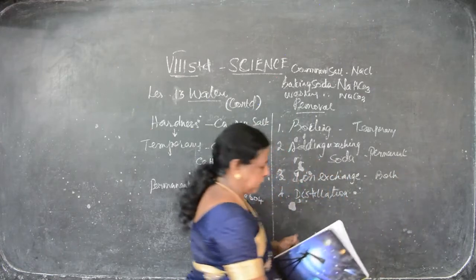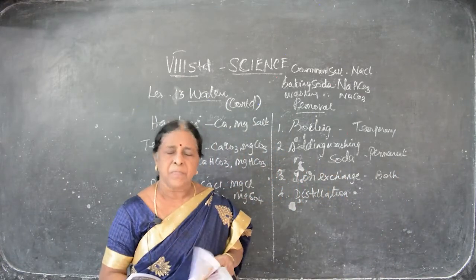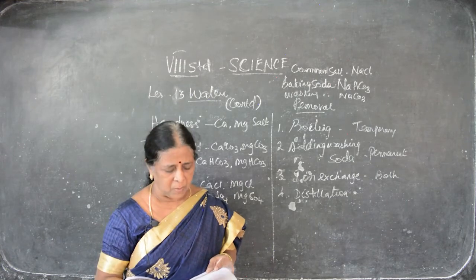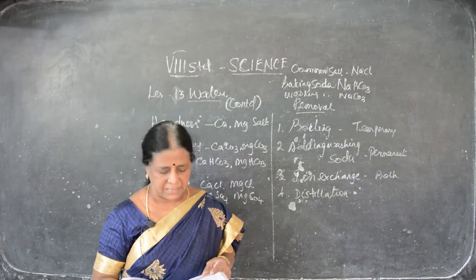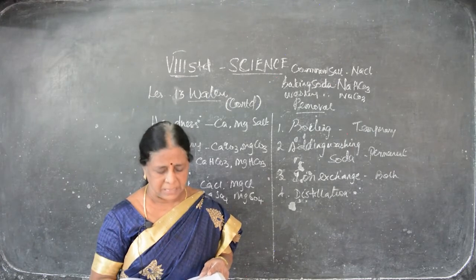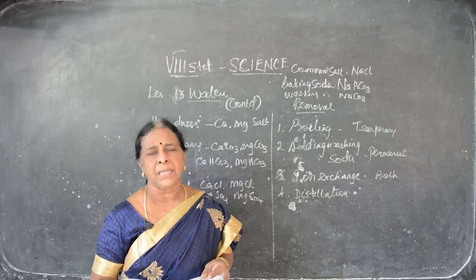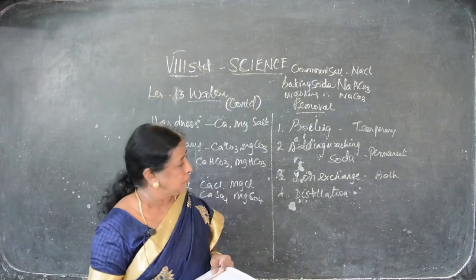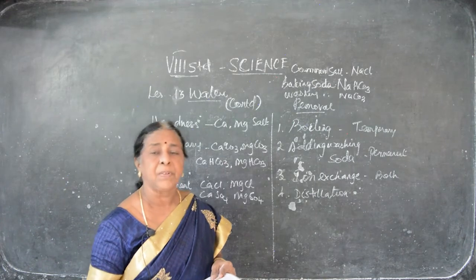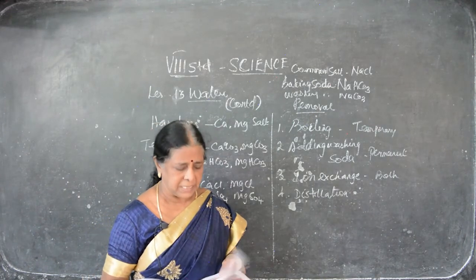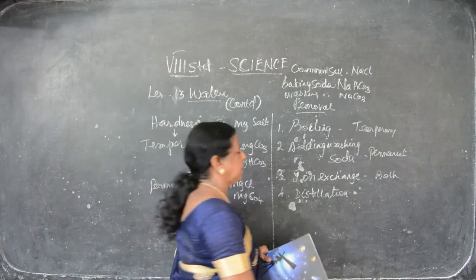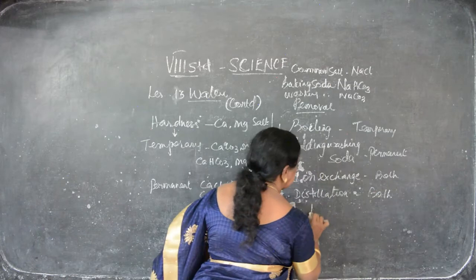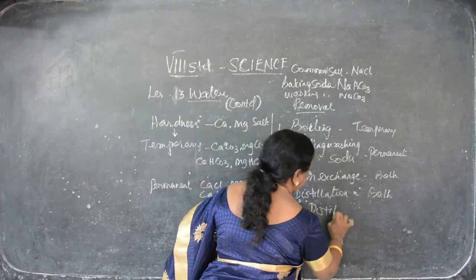And finally, distillation. I said already, first we have to boil the water, then we have to filtrate. Temporary and permanent hardness, both can be removed by the method of distillation. The water obtained after distillation is called distilled water. It is the purest form of water. Which form of water? Distilled water. Even in injections, they are using distilled water only. So both hardnesses can be removed. This water is known as distilled water. This is the purest form of water.